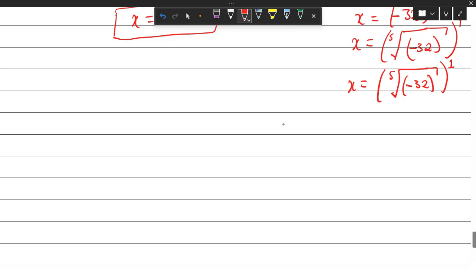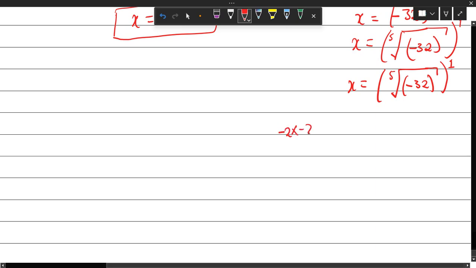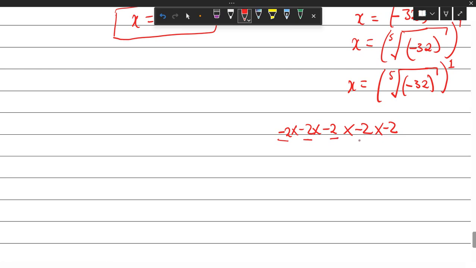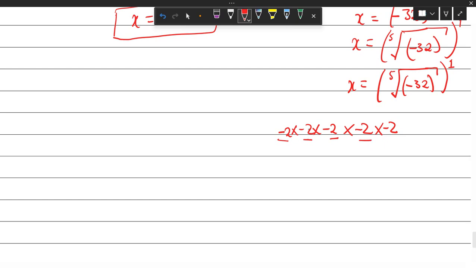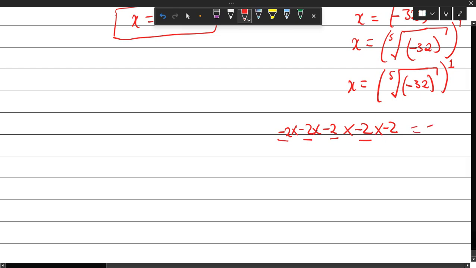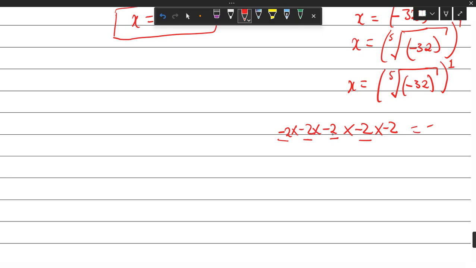So if you remember, if we take negative 2, for example, multiplied by negative 2, multiplied by negative 2, multiplied by negative 2, multiplied by negative 2. So negative 2 multiplied by negative 2, positive 4. Positive 4 multiplied by negative 2, negative 8. Negative 8 multiplied by negative 2, positive 16. Since negative times negative is positive, and positive times positive is positive, while positive times negative will be negative. Then 2 by 2, 4, by 2, 8, by 2, 16, by 2, negative 32.